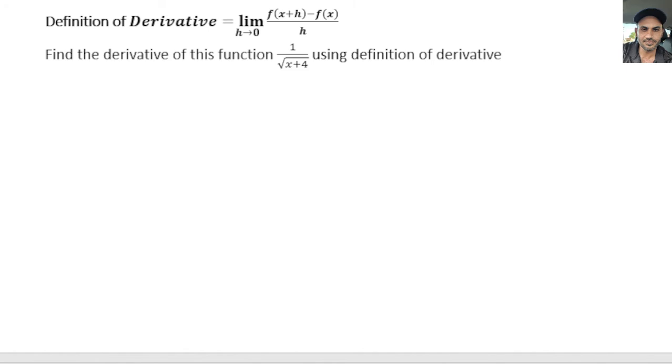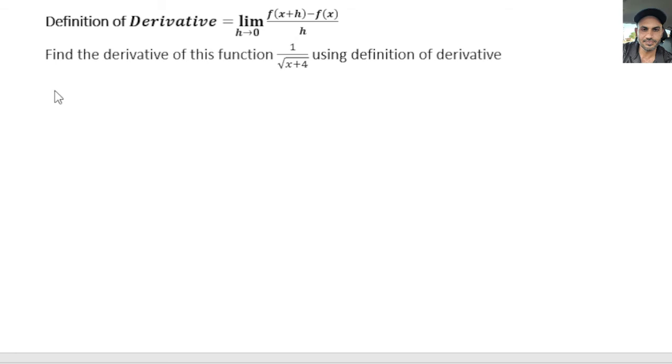Hello, welcome everyone. In this video, I'm going to go over finding a derivative of 1 over square root of x plus 4 using the definition of derivative. So let's go ahead and start with this particular problem. I'm going to take this function and plug into this formula right here. For f of x plus h, we're going to plug in the x plus h wherever we have x in our function, and let's start with that.